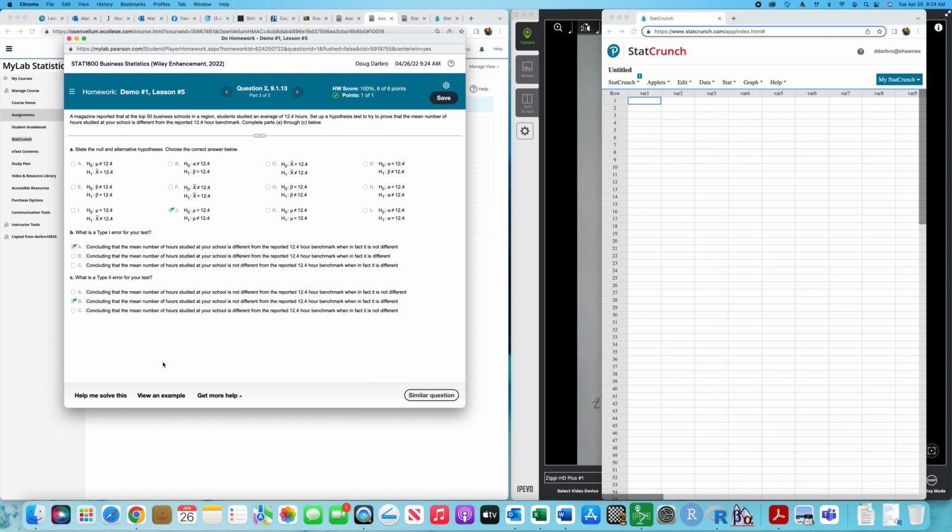Now, a type 2 error is where we fail to reject a false null. Well, the only selection there is B, which says concluding that the mean number of hours studied at your school is not different when it actually is different. Again, that aligns with a type 2 error, which is failing to reject a false null.